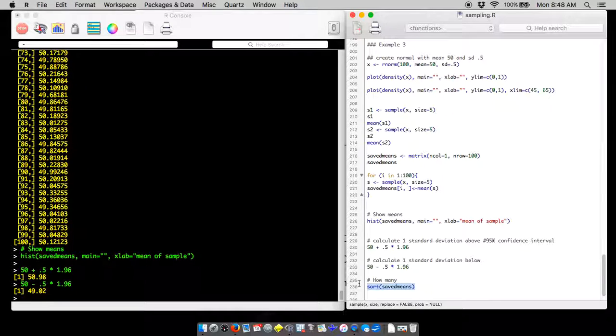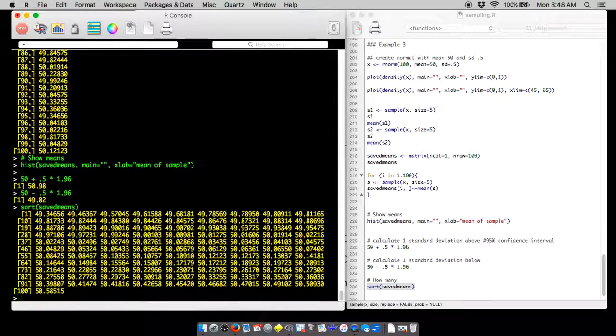Okay, so then what we'll do is sort the saved means, and do we have any observations below 49.02? We don't. And what about 50.98? We don't. So here we drew 100 sample means, and 100 out of 100 of those sample means lie within the 95% confidence intervals. So if we were to draw any one of these sample means, we could say that we are 95% confident that it came from this population.